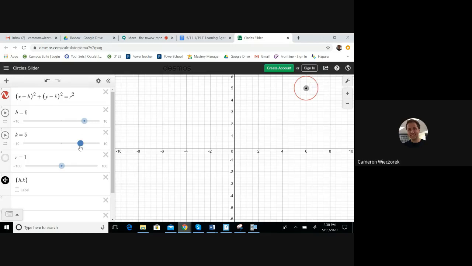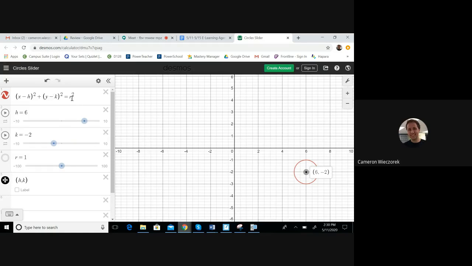So if I want my k value to be negative, let's say I want it to be -2. So now it goes down to -2. Even though the center's coordinate is at 6, -2, I'm going to see a -6 in the equation, but I'm going to see a +2 because I'm going to be subtracting a -2. So just keep in mind that your signs need to change.